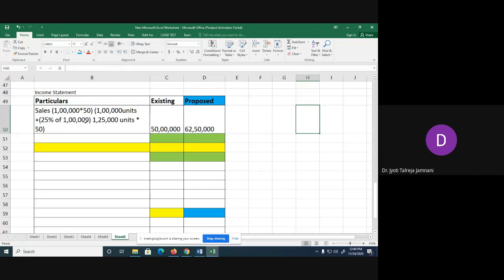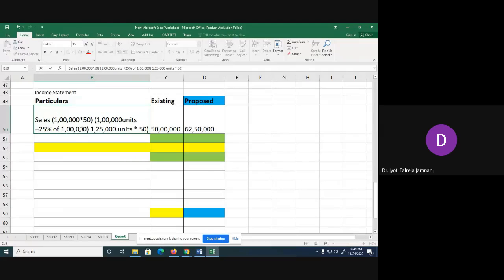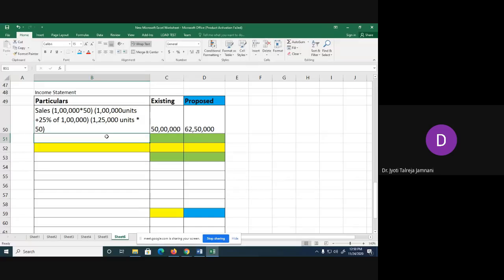Just see all of you, I hope you're understanding what I have done. In the existing sales, it is 1 lakh units into 50. Then proposed sales, they said it will increase by 25%. So I've done 1 lakh plus 25% of 1 lakh, which is 1,25,000 units into 50 rupees is the selling price per unit. So that comes to 62,50,000. From this we have to less. Any doubts still here?